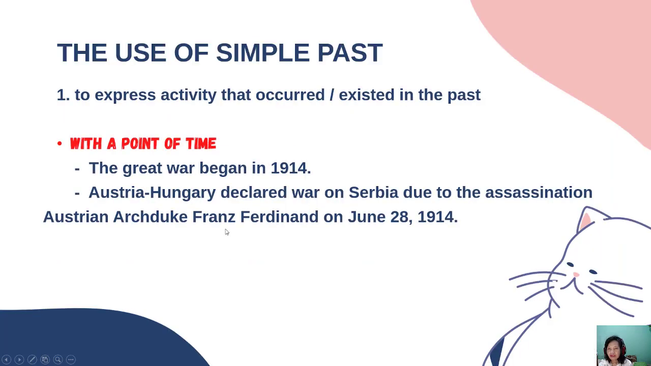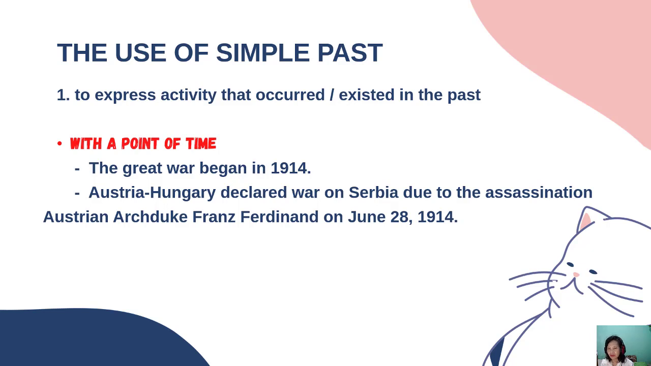Now, how about the uses of simple past? First, to express activity that occurred or existed in the past. It means that there is no relation to the present. I group the expressions of time into three. The first is with the point of time. The time expressions used here are like yesterday, 2 days ago, last year, or you can have in 1914 and June 28, like that.